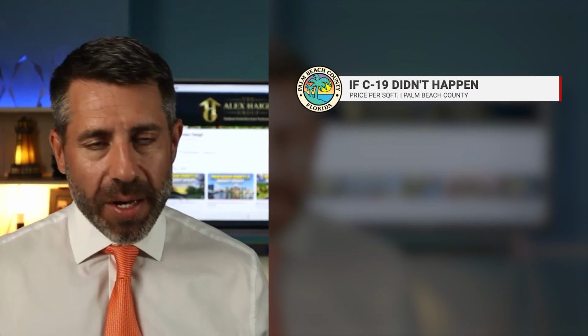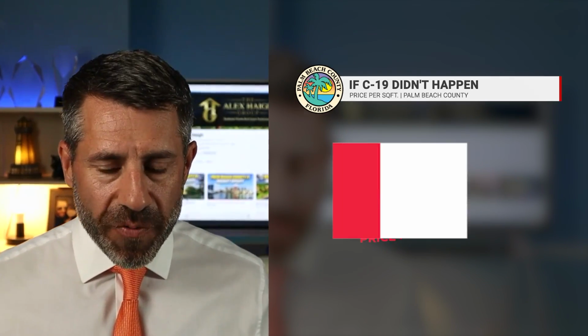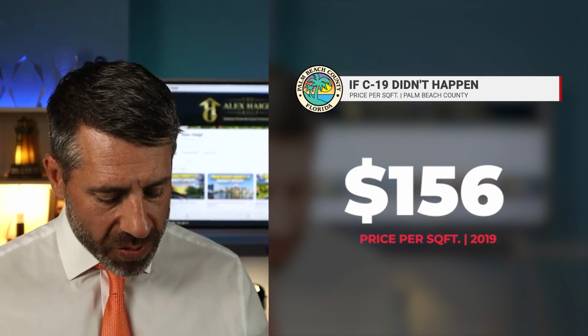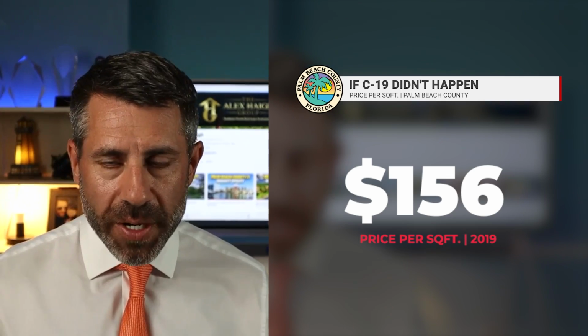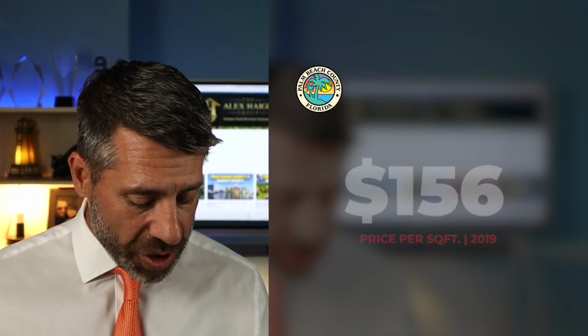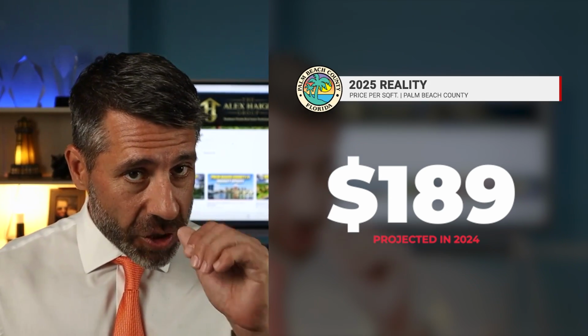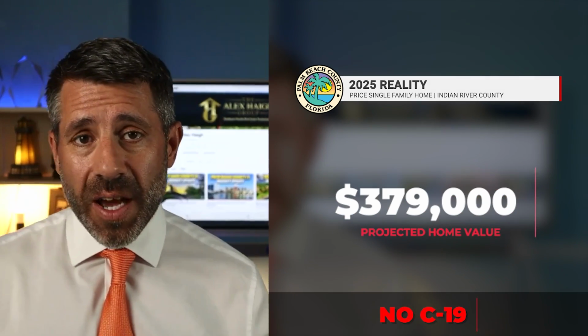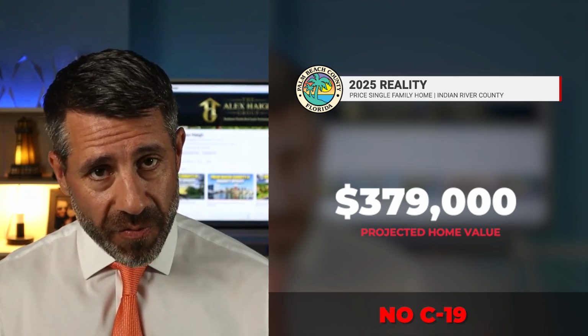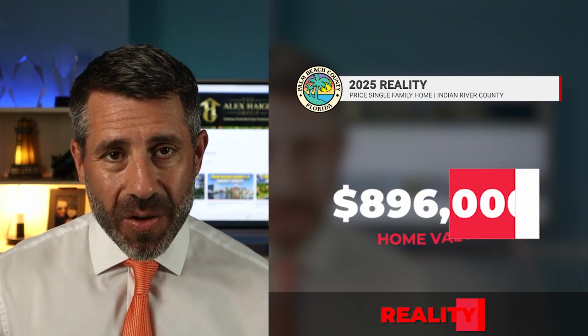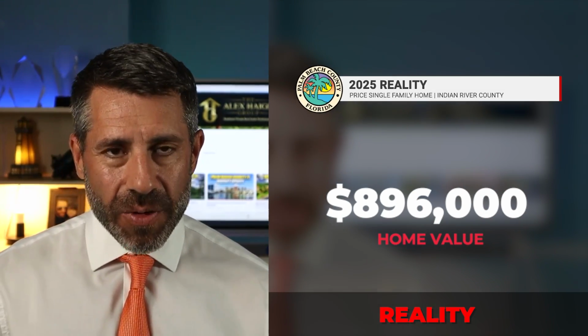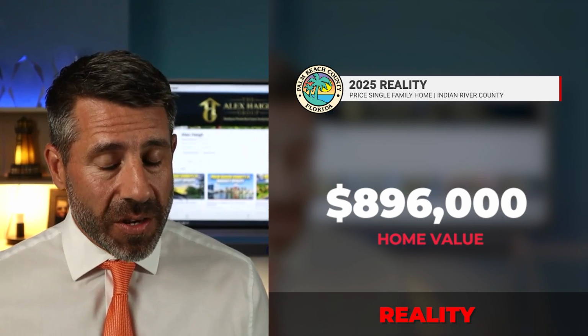This is the one that had the biggest distortion. We had 2019 prices. The price per square foot was $156 a square foot. Now, projected for 2024 at a 4% appreciation, it would be $189 a square foot at that 4% appreciation over that short period of time. Let's take a 2,000 square foot home at the projected, that would be $379,000 that it would have been at the 4% appreciation. What is it right now? $896,000. Think about that. That is a significant distortion.